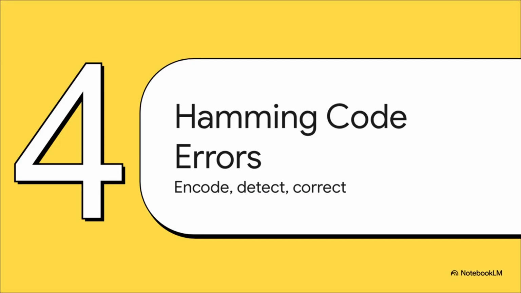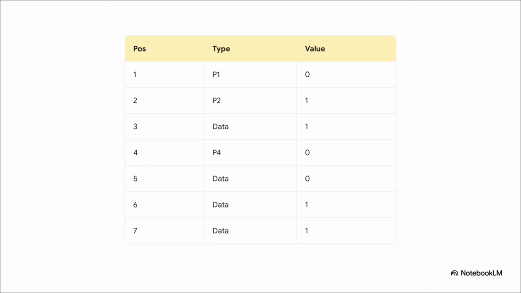Let's keep this momentum going into Section 4, Hamming code error correction, the encode, detect, and correct cycle. To construct a truly bulletproof transmission, we need to lay out 7-bit positions. Notice exactly where the parity bits live here. P1, P2, and P4 are placed exclusively at the power of 2 positions. Our actual data bits just slot into the remaining spaces at 3, 5, 6, and 7.